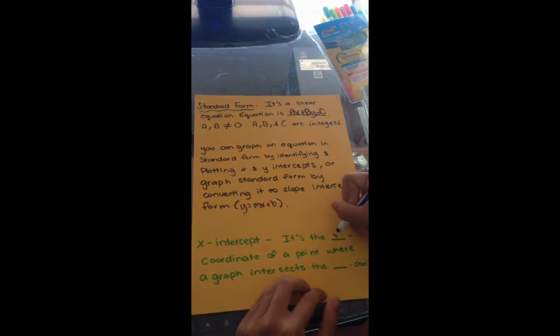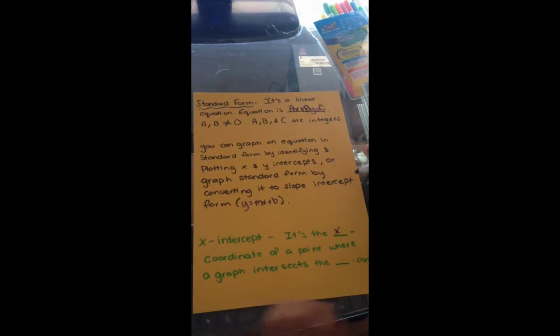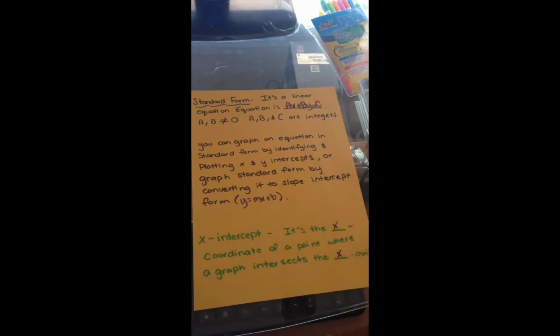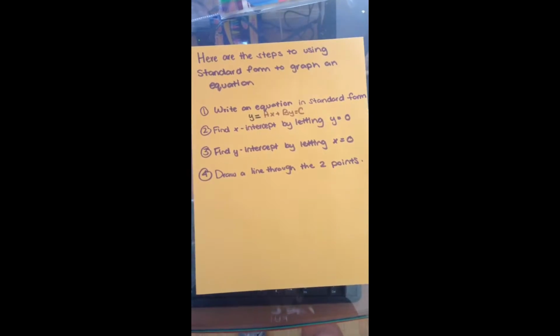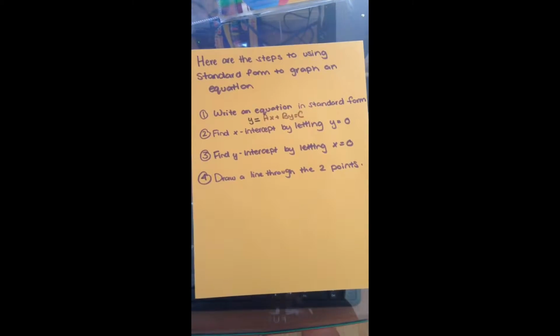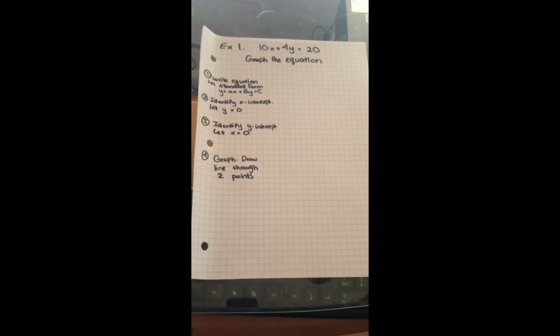X-intercept is the x-coordinate of a point where a graph intersects the x-axis. Here are the steps using standard form to graph an equation. 1. Write an equation in standard form, ax plus by equals c. 2. Find the x-intercept by letting y equals 0. 3. Find the y-intercept by letting x equals 0. 4. Draw a line through the 2 points.